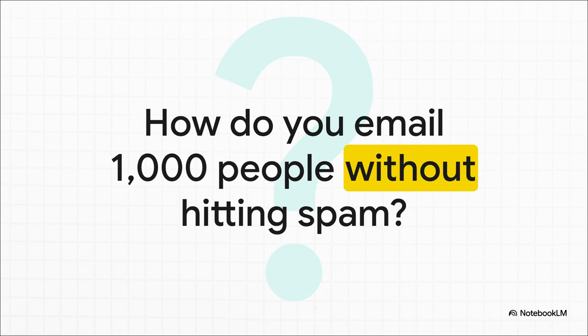So picture this. You've got a list of 1,000 potential sponsors, or maybe new users, or just community members. You know that sitting there and manually copy-pasting is just not going to happen. But like a founder on Reddit found out the hard way, just writing a simple script to loop through that list and hit send usually ends up in one place, and that's the spam folder. So how do we actually do this right?